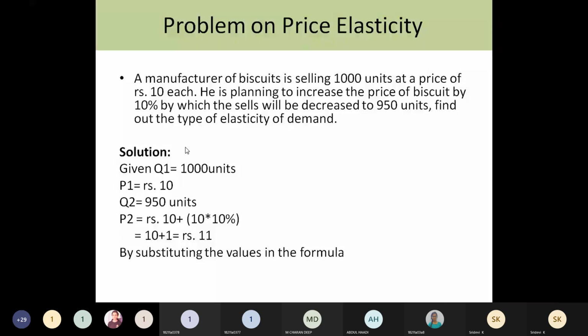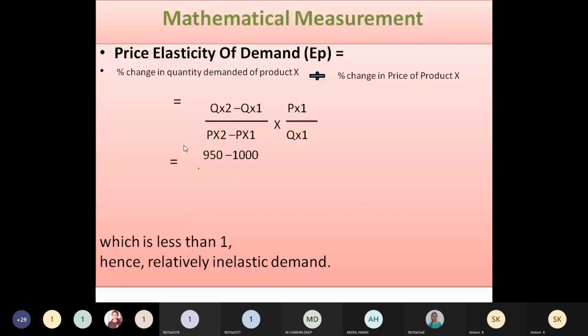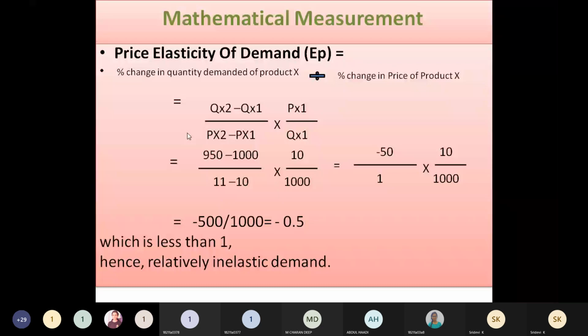So what is the result that you are going to get here? This is minus 50 divided by 1 rupee, multiplied by 10 rupees divided by 1000. That will give you minus 500 by 100,000, which is equal to minus 0.5. You can even strike off the zeros: minus 5 by 10 also. So this is minus 0.5. Don't look at minus or plus, you look at the result, that is 0.5. So 0.5 is less than 1, no? Less than 1 indicates relatively inelastic demand.